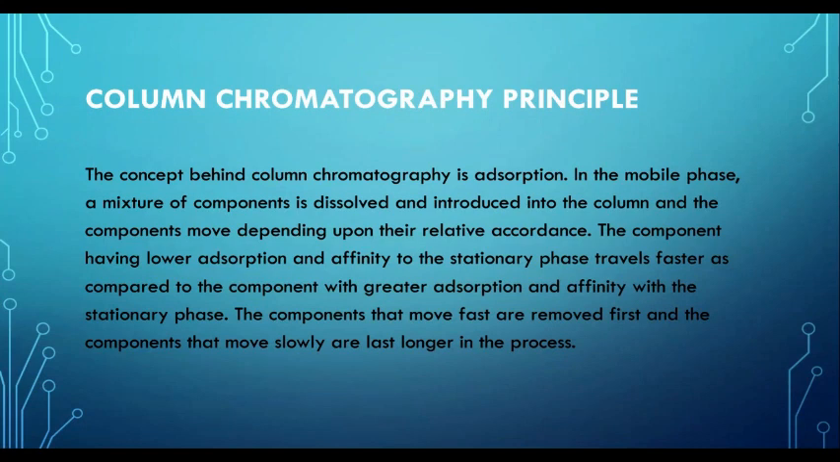Column chromatography principle. The concept behind column chromatography is adsorption. In the mobile phase, a mixture of components is dissolved and introduced into the column, and the components move depending upon their relative affinity. The component having lower adsorption and affinity to the stationary phase travels faster than the component with greater adsorption to the stationary phase. The components that move fast are removed first, and the components that move slowly last longer in the process.